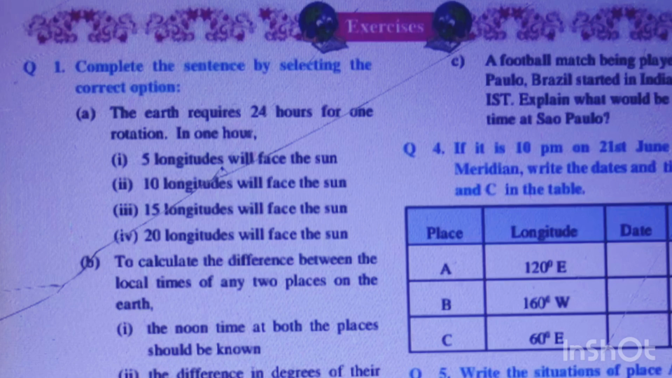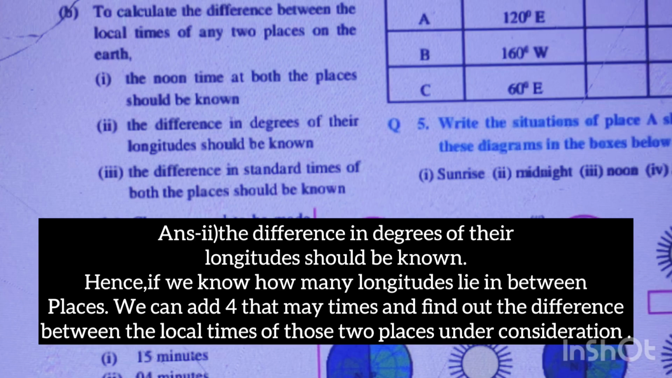Second: to calculate the difference between the local time of any two places on the earth, what will be the answer? Second one, the difference in degrees of their longitude should be known. Hence, if we know how many longitudes lie between the places, we can multiply by 4 that many times and find out the difference between the local times of those two places under consideration.